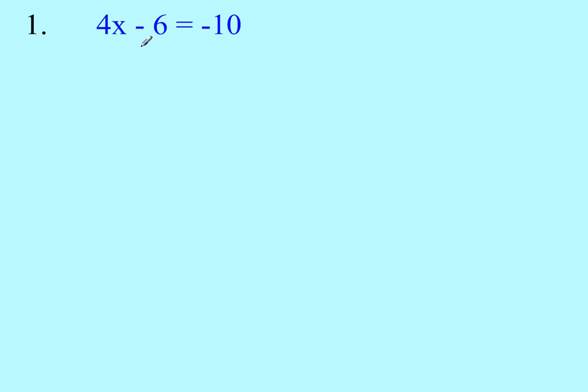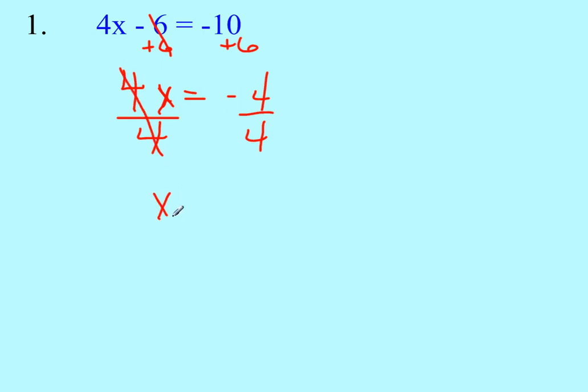So my first step here is to get the 6 to the other side. So I'm going to add 6 here. So I get 4x equals negative 4. And then our last step typically is to divide by the number in front of x. So we can get a 1 in front of there. Since I do it to the left side, I must do the same thing to the right side to keep a balance. So negative 4 divided by 4 is negative 1, so I have 1x, or just x, equals negative 1. Please circle your answer.